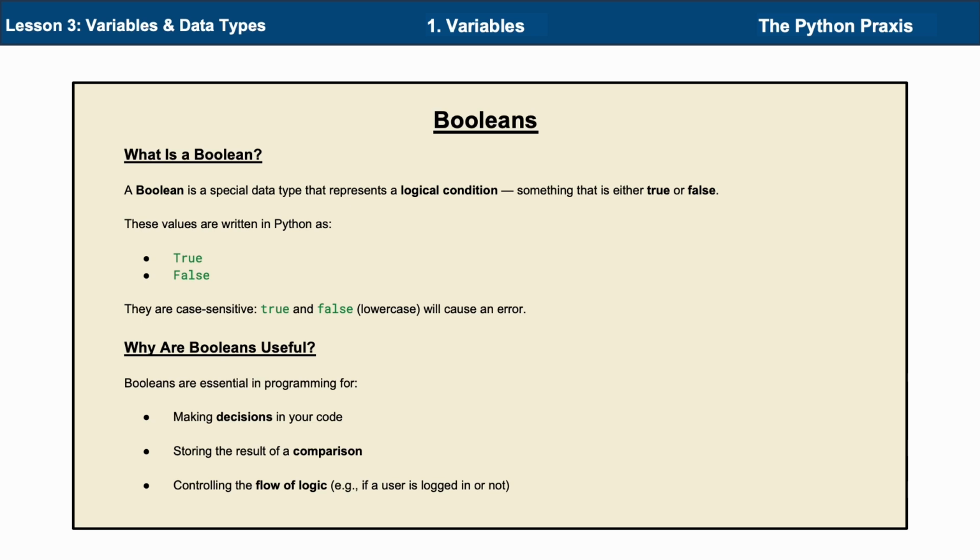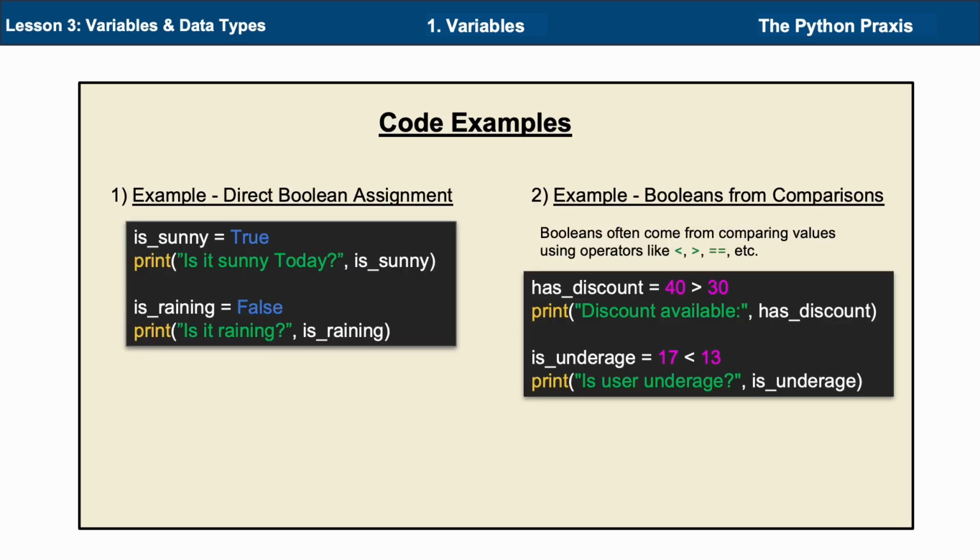Now let's switch gears a bit. Time for a logic check. It's Boolean time. A Boolean is basically a switch. It's either True or False. Remember, Python is picky about capitalization here, so always capitalize the T in True and the F in False. Booleans help Python make decisions and control logic flow, like checking if you're logged in or if conditions are met.